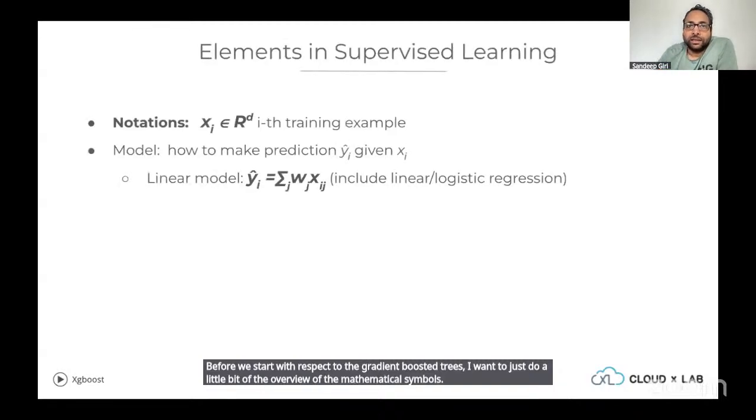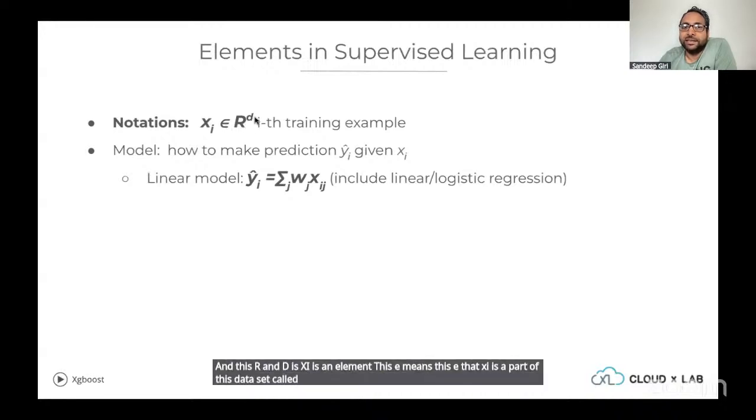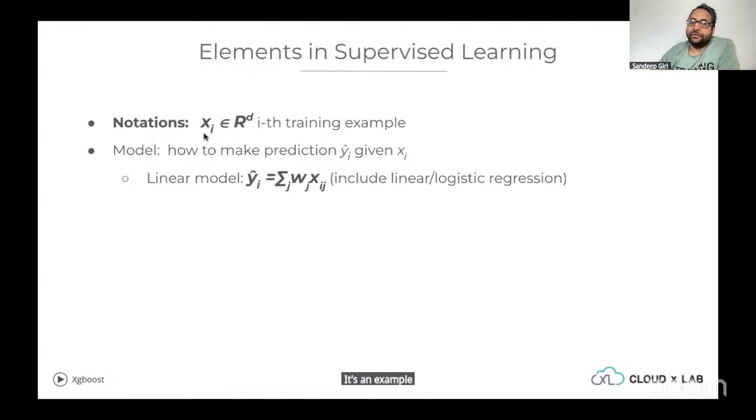Here you see this X. When we say X, it means a training example. This is the ith training example. This symbol means that Xi is an element, a part of this data set called R and D, which is the training data. So Xi is an instance, or you can say an example. It's an example row of the data, which is part of this data set, which contains many such rows.